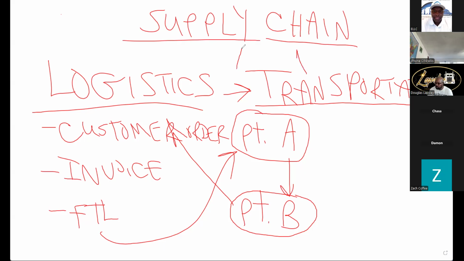Charles, what was FTL at the bottom? FTL is full truckload. You can have FTL or LTL. Anything I abbreviate in shorthand, if you don't know it, ask me, I'll break it down for you. So LTL is less than truckloads or partials. FTLs are full truckloads.